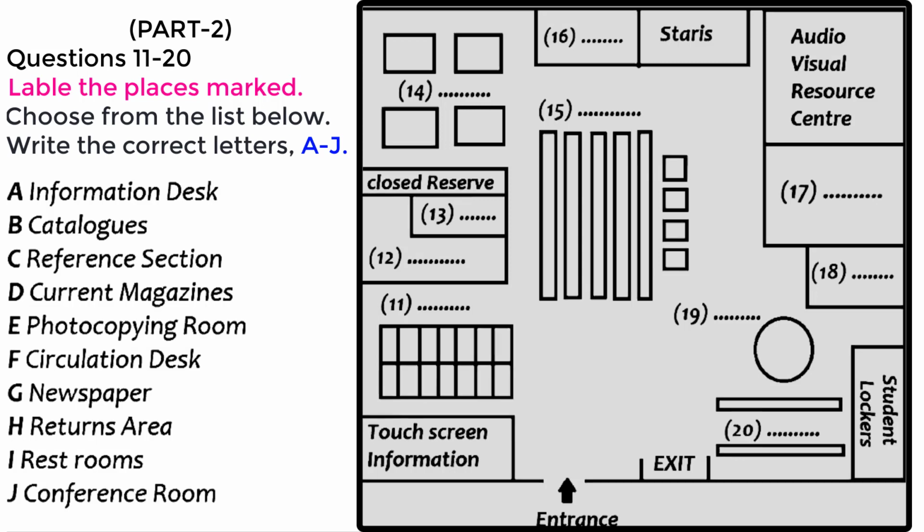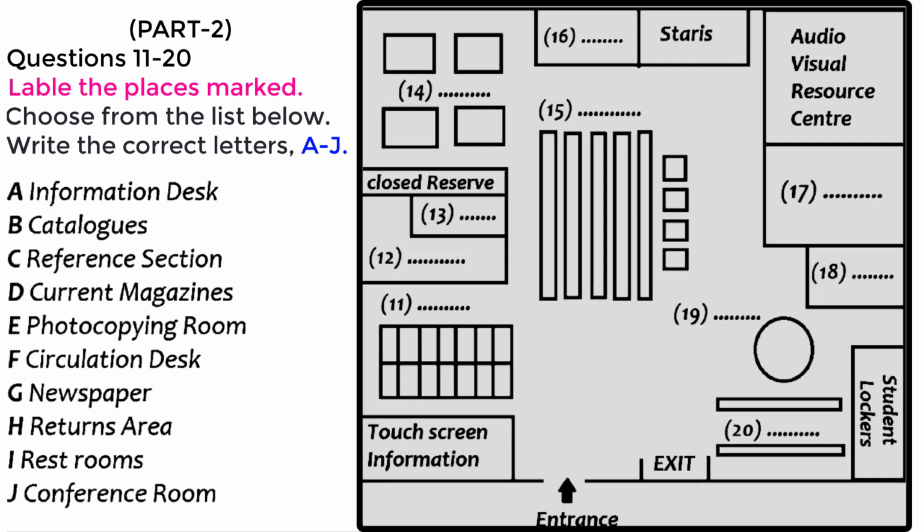In front of the touchscreen information service are the catalogues. As you can see, it's a computerised catalogue system and it's very easy to use. The catalogues are linked up to the other libraries at the university, so make sure you check which library a book is in when you are trying to locate a particular item.